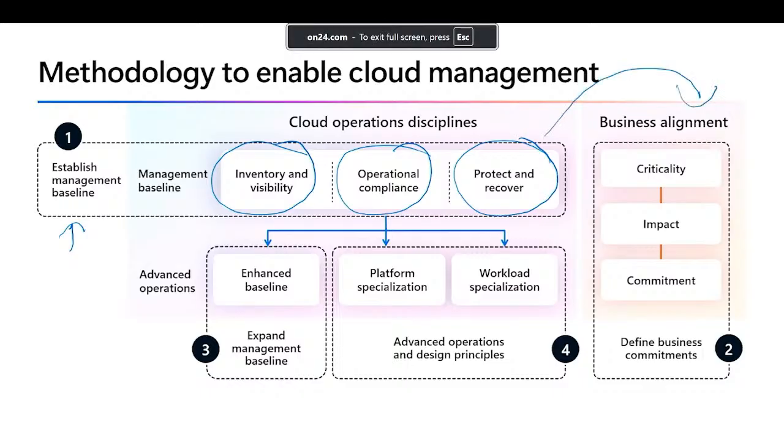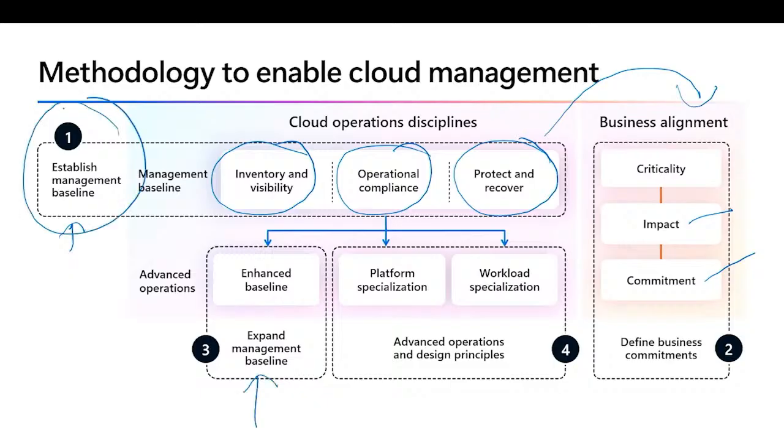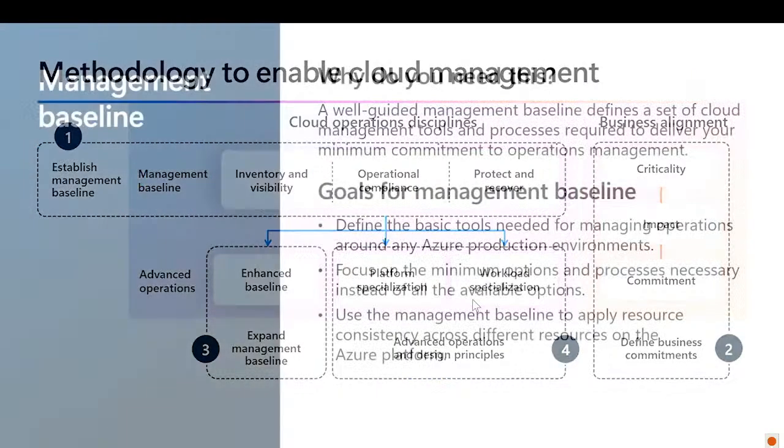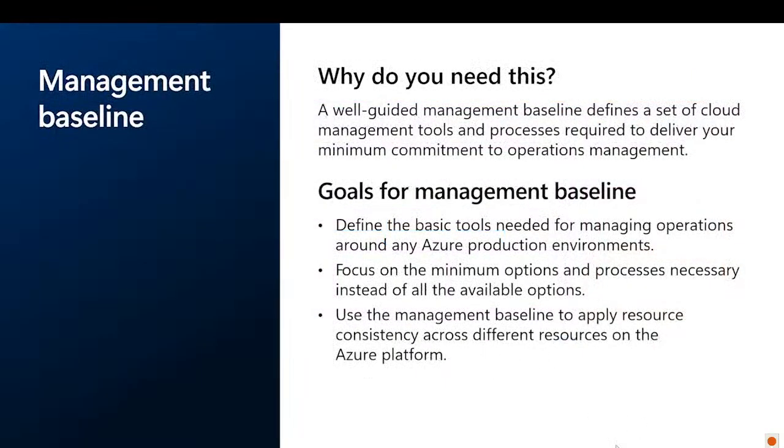Once you've got that all set up, then you can move on to your business alignment. So what is the criticality, the impact, and that commitment? And then you get into expanding that management. So once you've established it by working with all of these tools, then you can look at expanding it. And when we look at that, that's where you can get into your enhanced baseline and then finally get into that advanced operations design principles. So this will all come out a little bit clearer as we go through the next slides. So let's start with the first one, the management baseline.